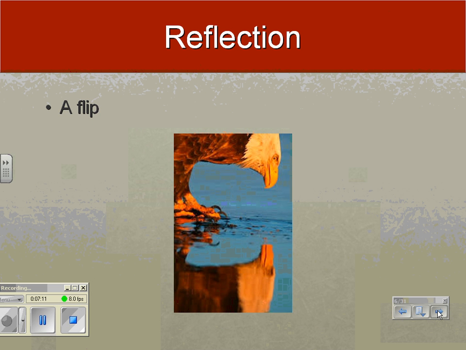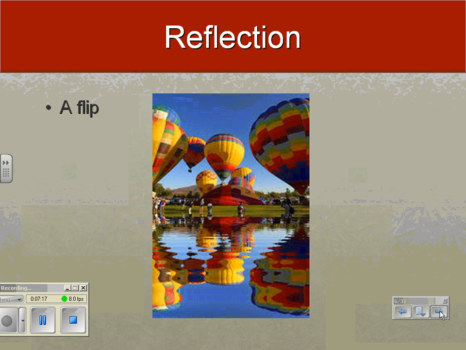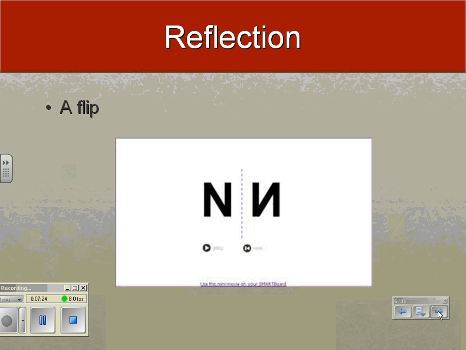So they're all being reflected over this line of symmetry. Once again, we have our line of symmetry. The line of symmetry is also called the mirror line. If you look at this example, you have the mirror image of N.